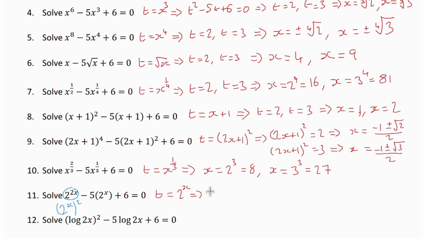So t is either equal to 2 or t is equal to 3, which means 2 to the x is equal to 2, or 2 to the x is equal to 3. If 2 to the x is equal to 2, then x is equal to 1. If 2 to the x is equal to 3, then x is equal to log base 2 of 3.